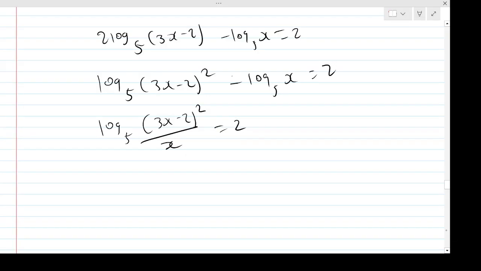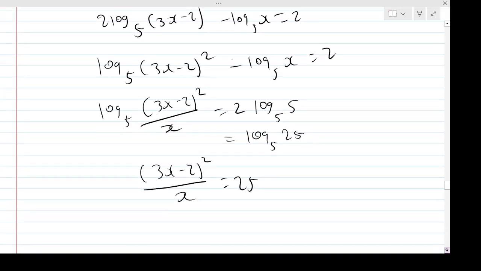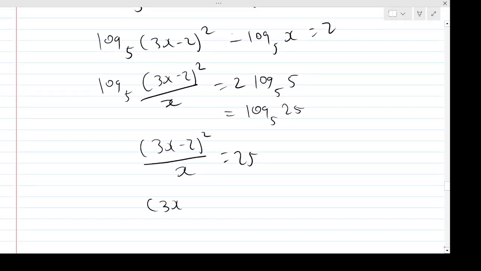that 2 is actually just 2 log base 5, again the same base, of 5, right? That will get me 1, but actually what I can do then is bring the 2 as a power, so log 5 of 5 squared, which is 25. And so then if I compare the two logs, that means the inputs, so 3x minus 2 squared over x, has to equal 25. And so then I can cross multiply to get 3x minus 2 squared equals 25x.